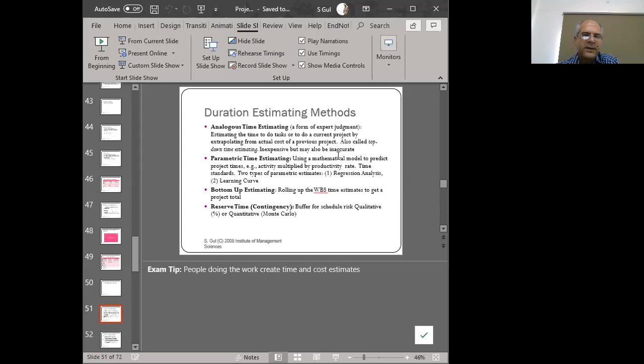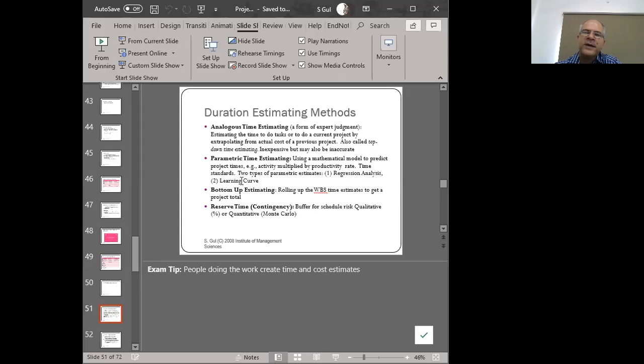And you're saying, I could say this many bricks in a square meter. So I've got this many square meters. So how many bricks do I need, right? I can find that as sort of like a regression, right? Or we can do a learning curve.